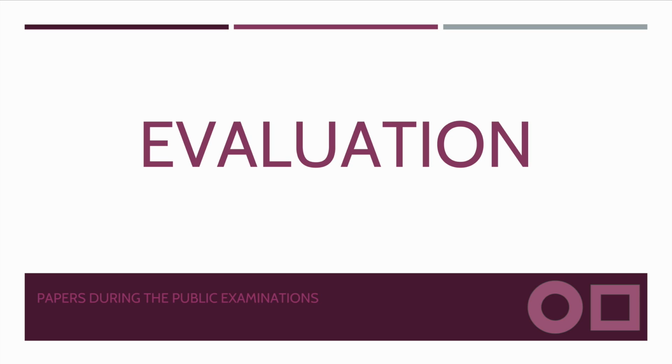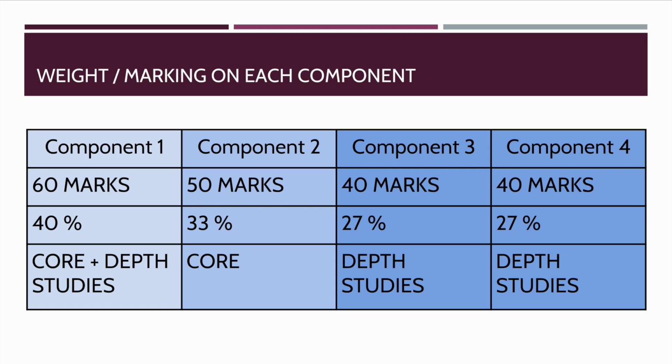Let's get to our last point, which is evaluation. Component number 1 has up to 60 marks. The 60 marks you get for 3 questions at 20 each, and it represents 40% of your overall grade. Component number 2, which is the source analysis, is 50 marks and is 33% of your overall grade.